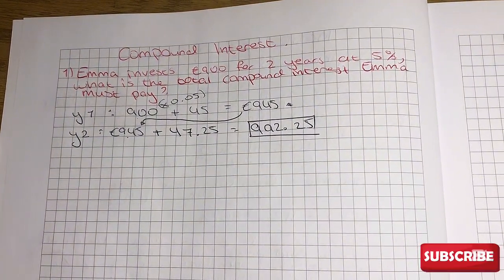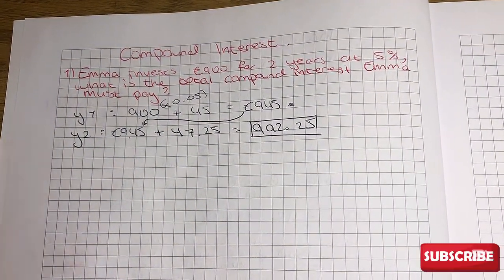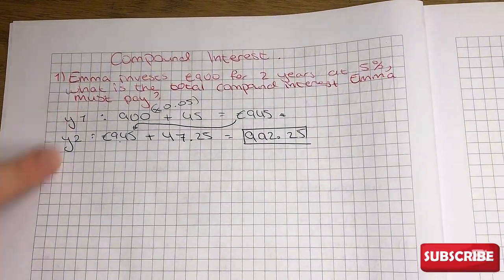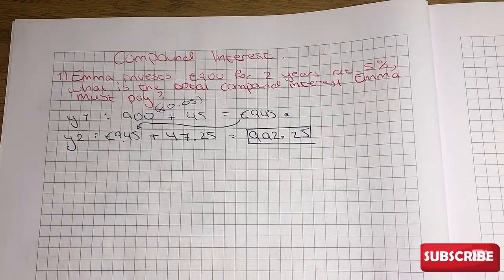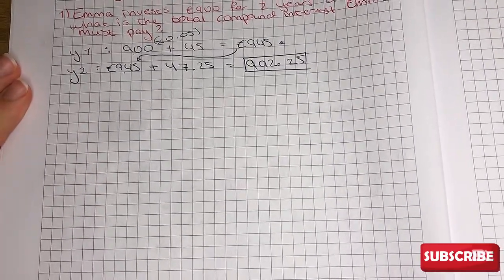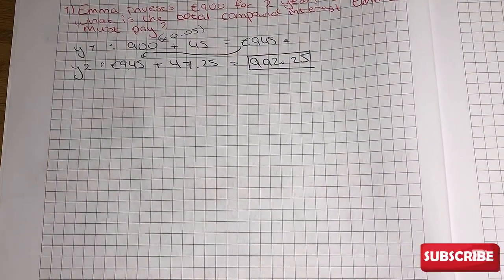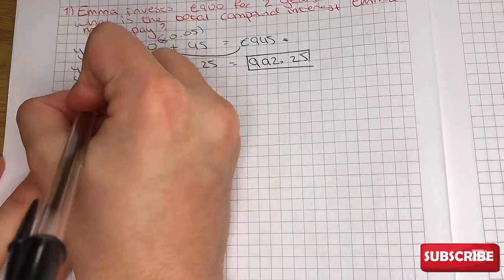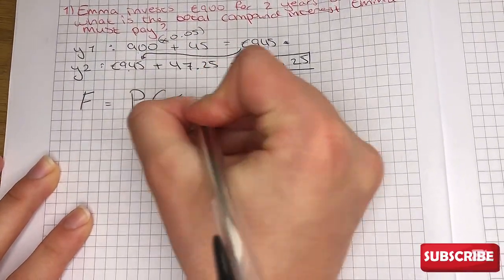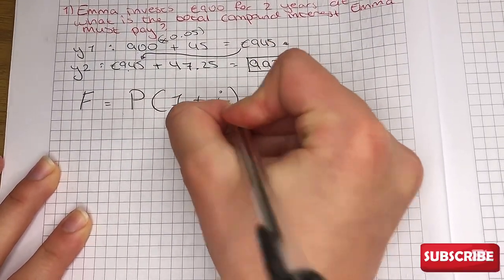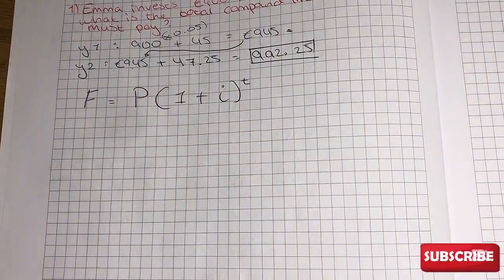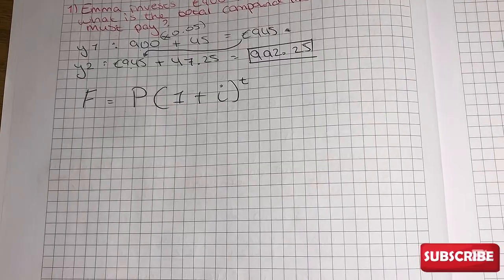Now, the question is quite simple. This is easy, except what would you do if you're given a question where it says 7 years long or 10 years long? You'd be doing this on and on and on. Luckily, we have a formula. And this formula is F equals P(1 + I)^T. This looks absolutely insane, but allow me to explain.